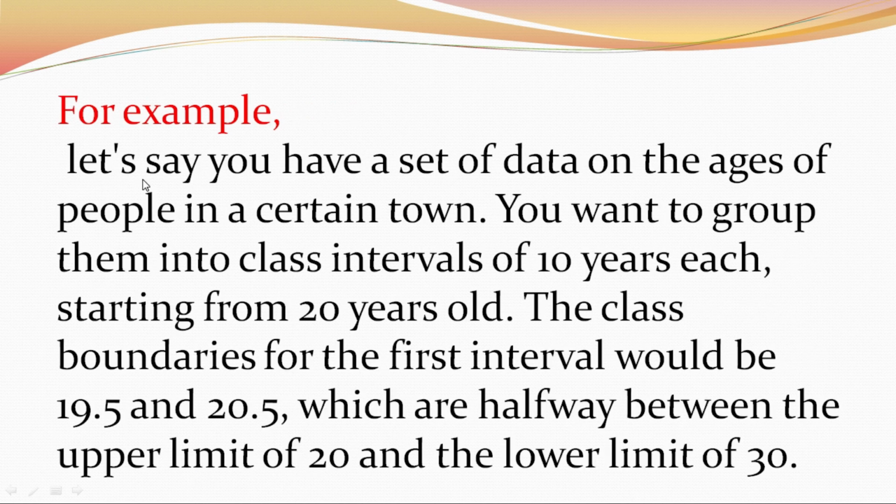For example, let's say you have a set of data on the ages of people in a certain town. You want to group them into class intervals of 10 years each, starting from 20 years old. The class boundaries for the first interval would be 19.5 and 20.5, which are halfway between the upper limit of 20 and the lower limit of 30. You can say that in class boundaries, there is no gap between groups.